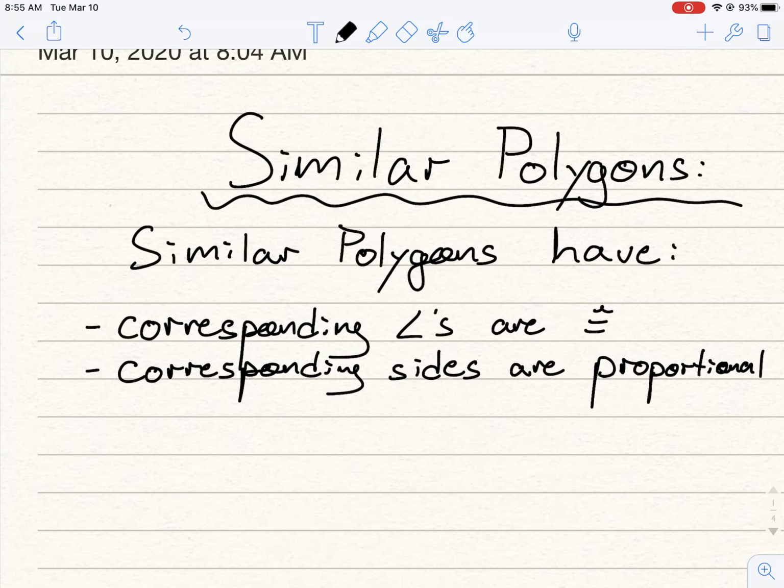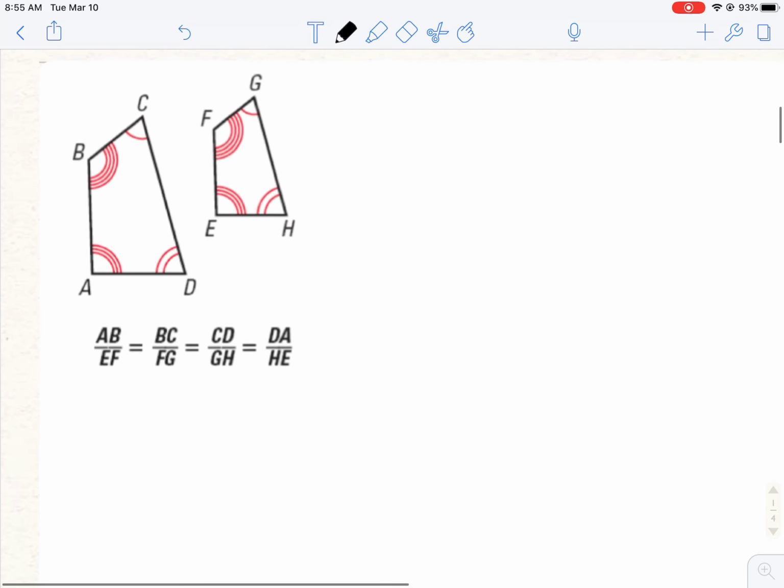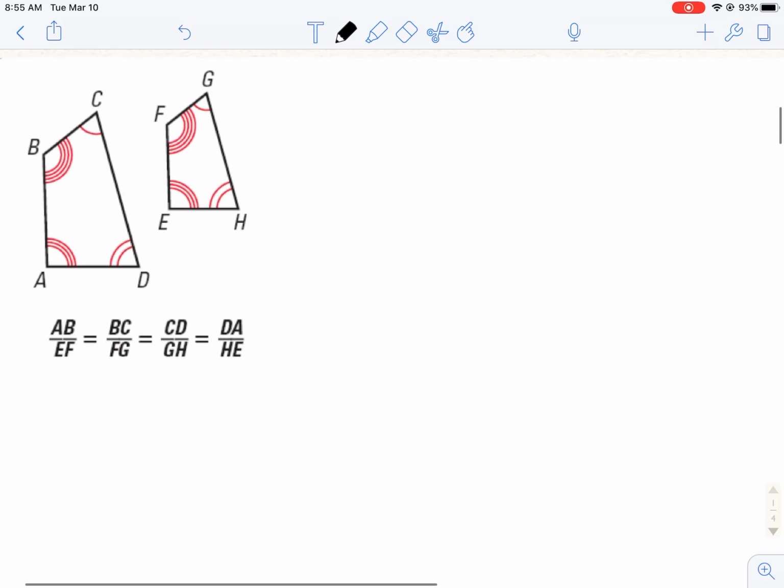So those are the two big important things to note: they have corresponding angles that are congruent and their corresponding sides are proportional. Now, notice that I didn't say that their corresponding sides are congruent, because then that makes them congruent polygons, not similar. Similar means they have the same shape, but one's a little bit larger than the other one. So we'll see this diagram in our notes later when we're in class, but I want to use it to explain the concept of similar polygons.